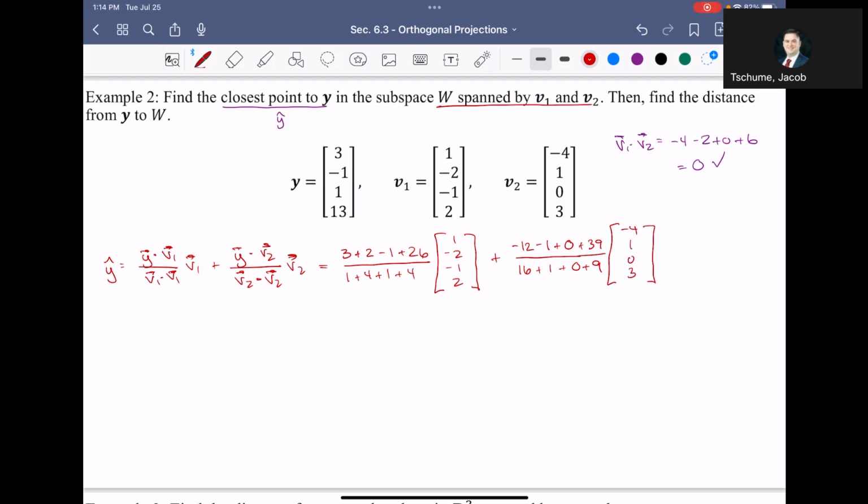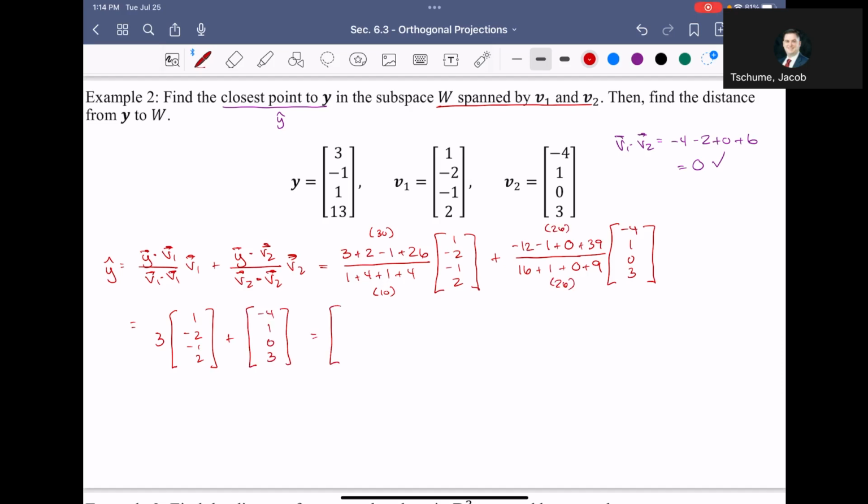We have to simplify these scalars in the front. 3 plus 2 is 5, 5 minus 1 is 4, 4 plus 26 is 30. On the bottom, those add to 10. That's real nice, 30 divided by 10 is 3, which we multiply by the V1 vector. Plus, -13 and 39 is 26. On the bottom, that is also 26. That's even better, that divides to just 1, so you're just going to add that second vector V2.